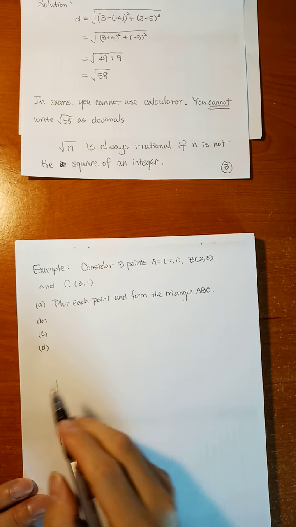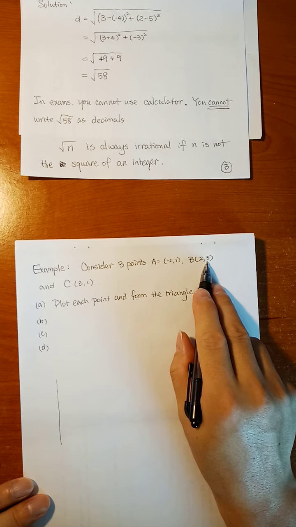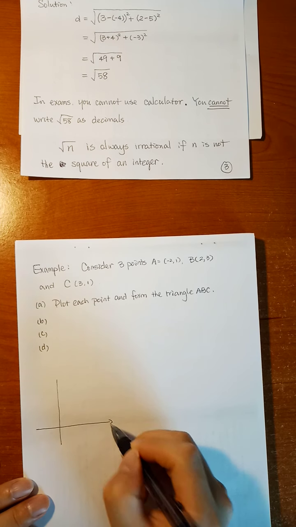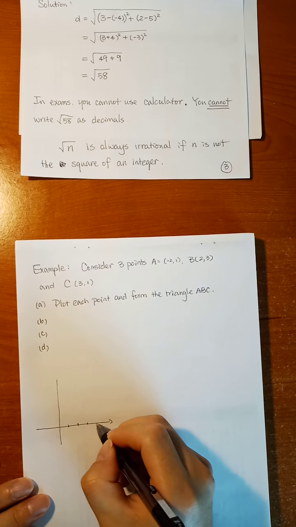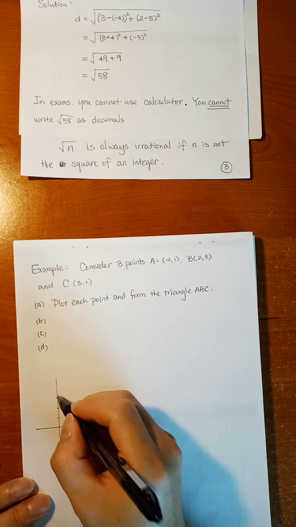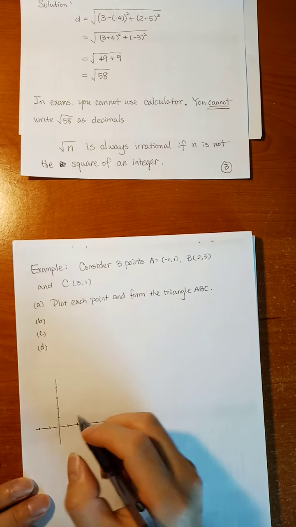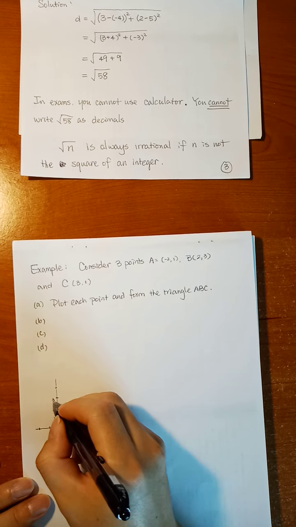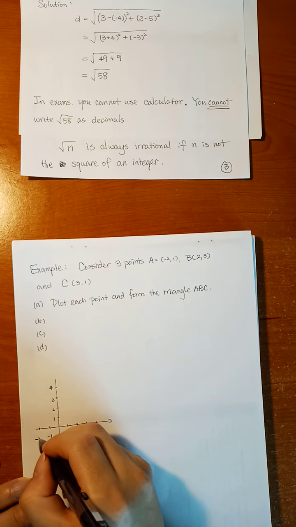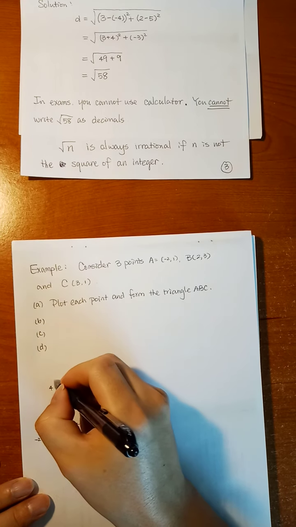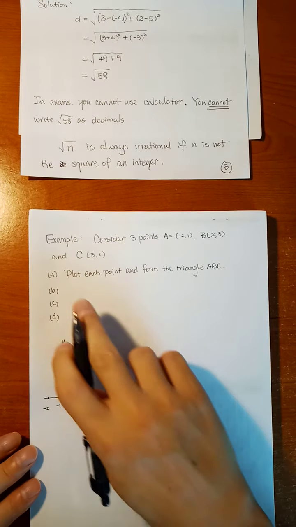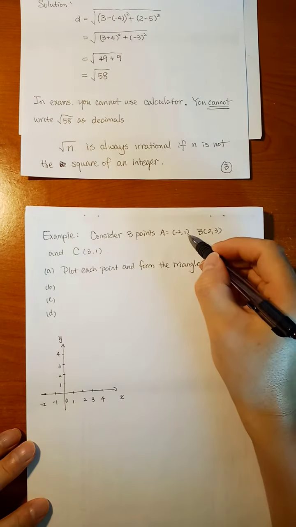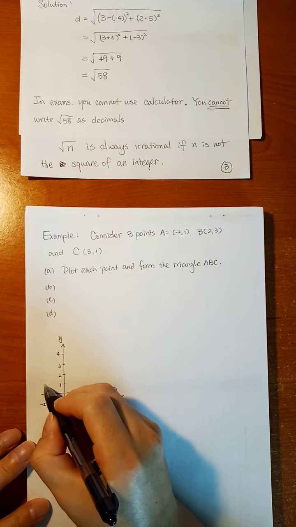Let me do the problem first. The biggest number is 3, the most left point is negative 2. So 1, 2, 3, 4. 1, 2, 3, 4. Negative 1, negative 2. This is 0. X, Y. Okay, so first plot each point. How do we plot? Negative 2, 1. So first find negative 2. The y coordinate is 1. You go up 1 unit. This is A.